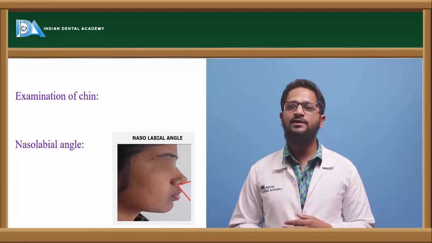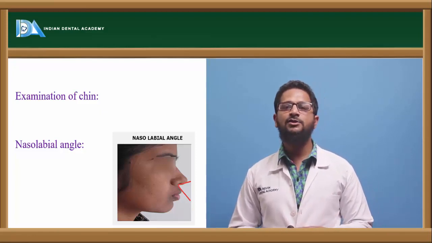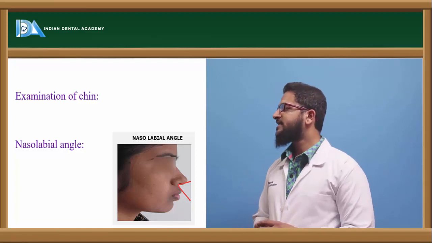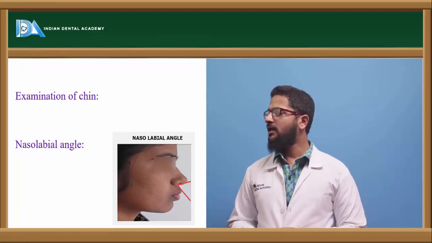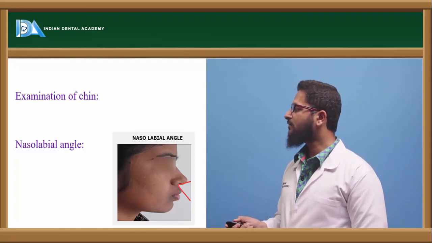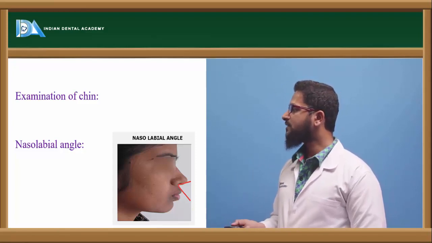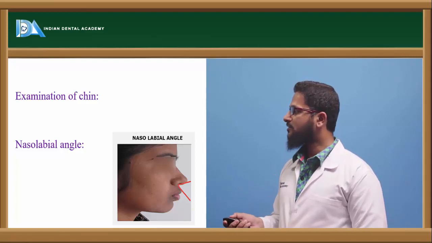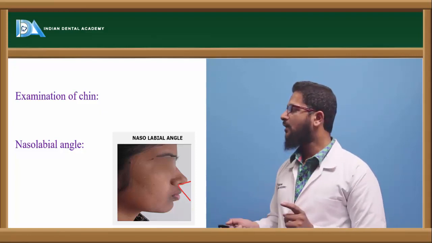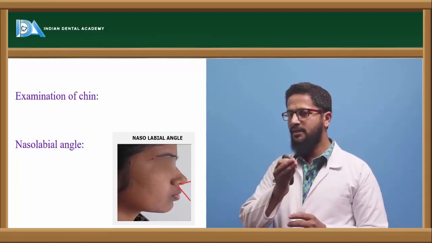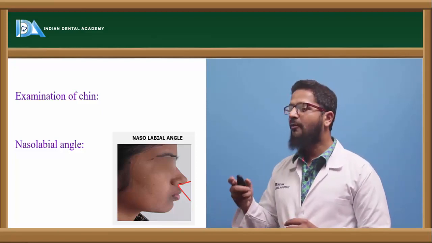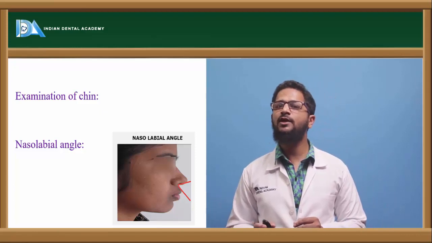Chin prominence has to be seen because in class 3 patients usually chin is more prominent when compared to other types of malocclusions. Next is nasolabial angle. This is the angle which is formed between the lower border of the nose and another line which runs from the point of contact of the nose and the lip, and this line passes to the tip of the upper lip. When these two lines contact, they form an angle. This is called the nasolabial angle.